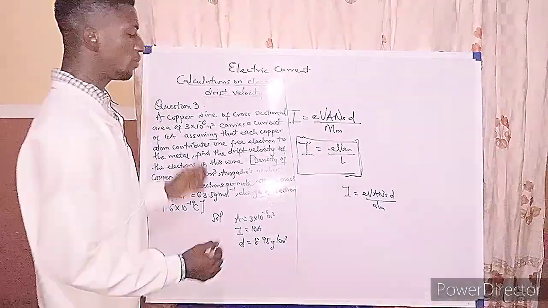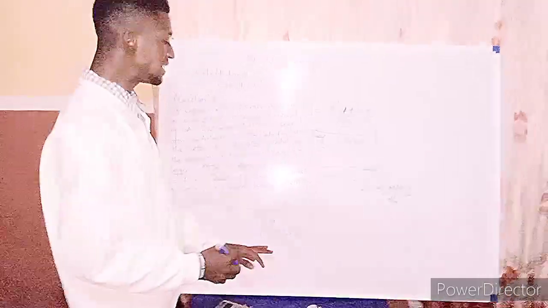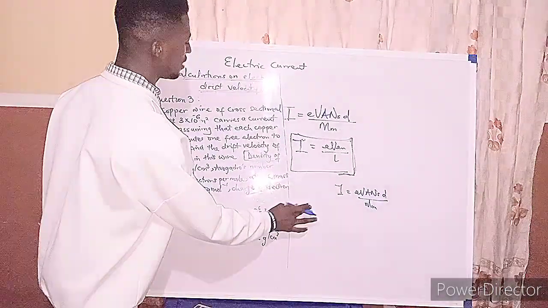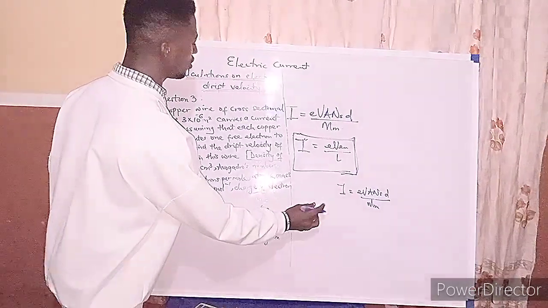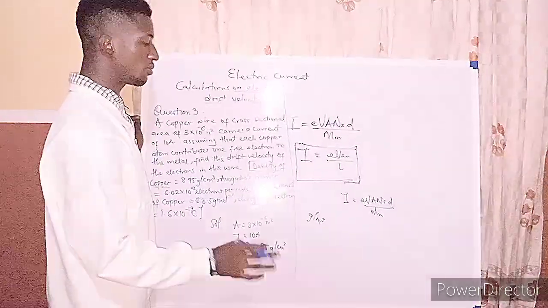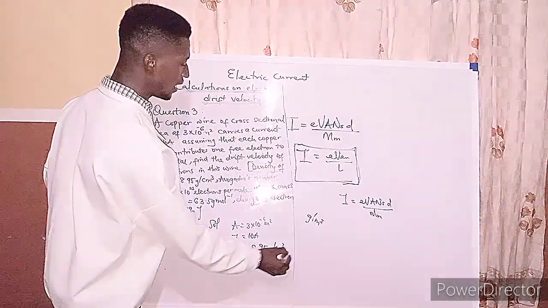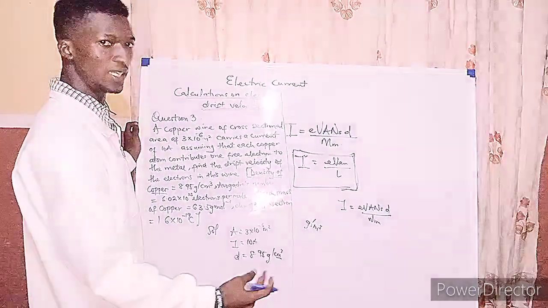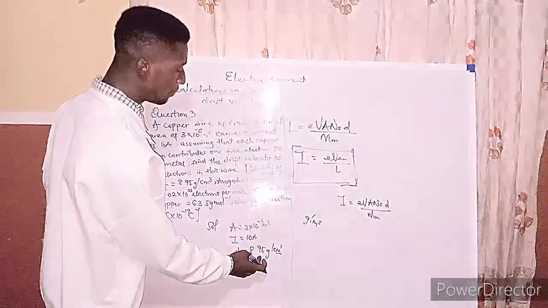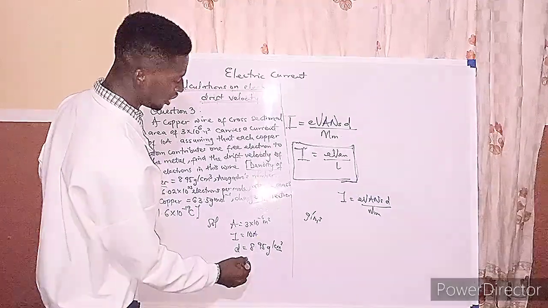Cm cube. Now remember what I told you, that your density is always expected to be in gram per meter cube, not cm cube. So how do you convert cm to m? You divide by 100 by 100 by 100, that is, divided by 1 million. So when you divide by 1 million, it will definitely change to what?